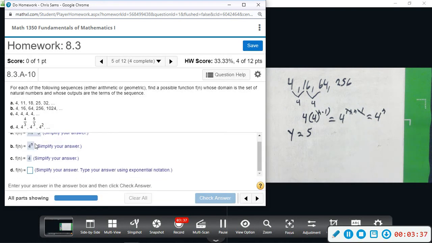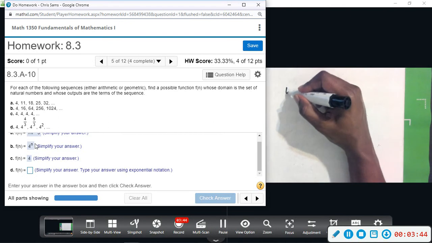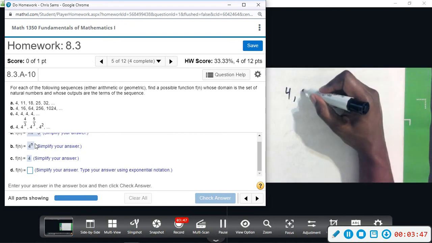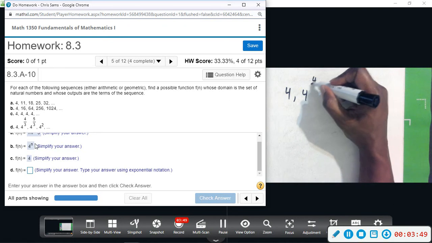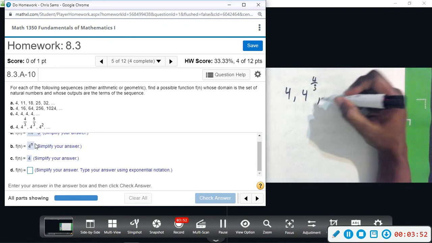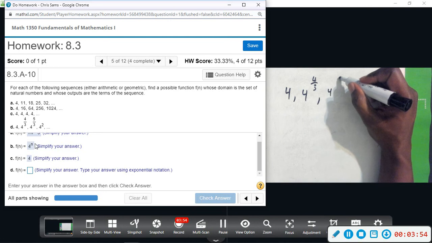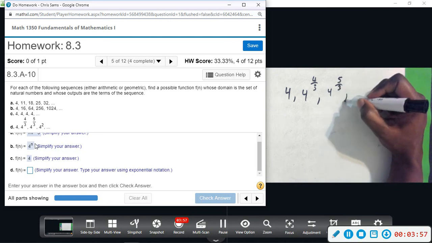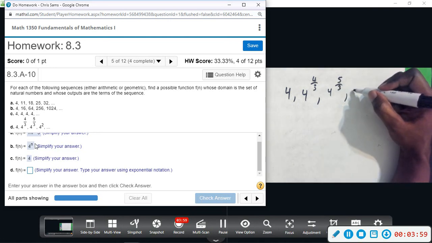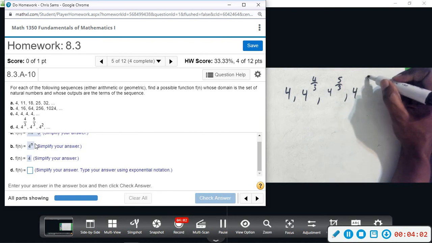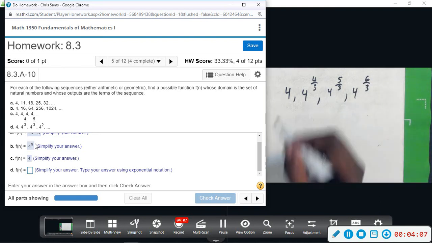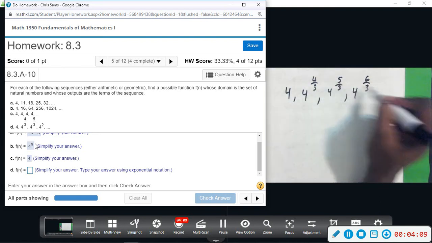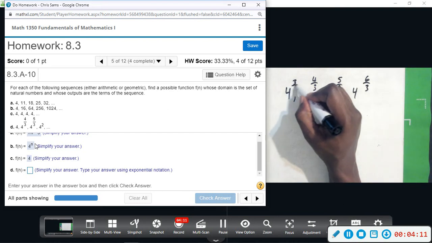And then D, our last one, we have 4, and then we have 4 to the 4/3, and then 4 to the 5/3, and then we have 4 to the 2nd, which we can also write as 6/3. Okay, 6 divided by 3 is 2. I can probably do the same thing here. They're all thirds, so I can say 3 over 3.